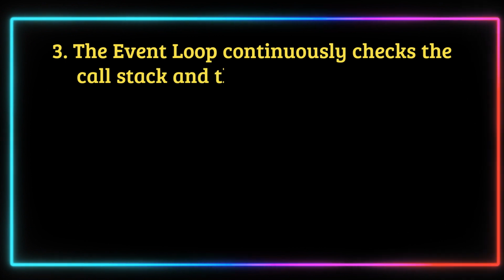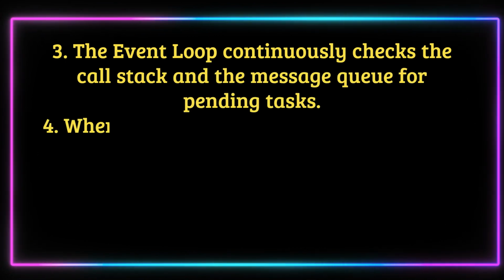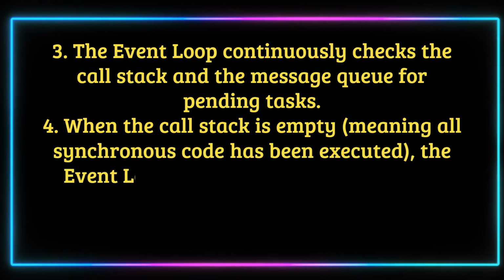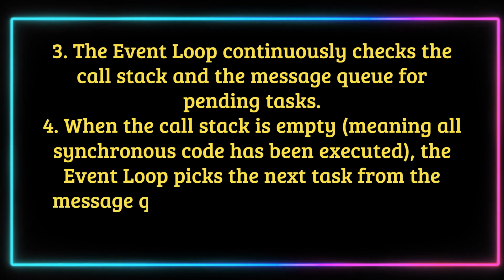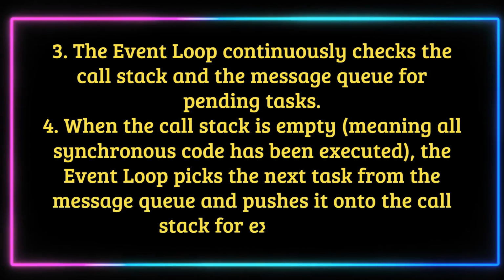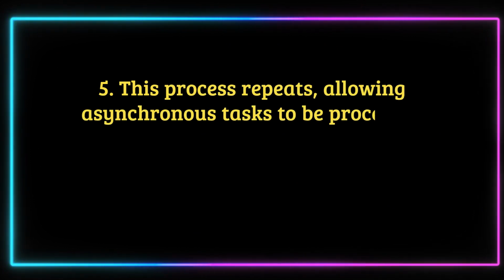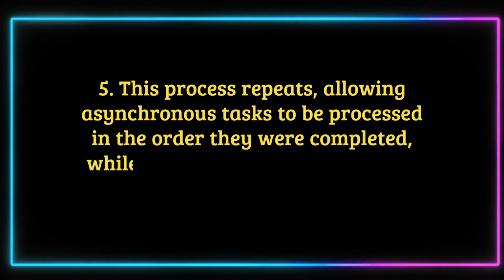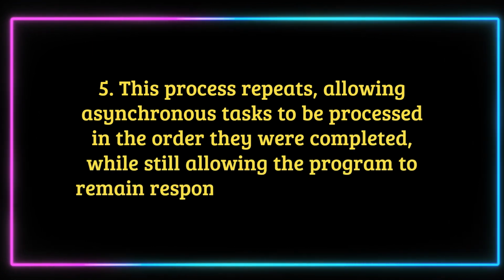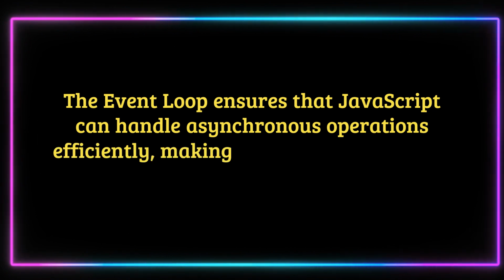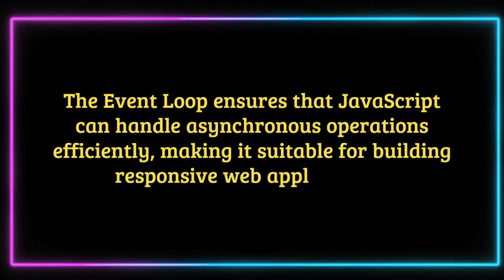3. The event loop continuously checks the call stack and the message queue for pending tasks. 4. When the call stack is empty, meaning all synchronous code has been executed, the event loop picks the next task from the message queue and pushes it onto the call stack for execution. 5. This process repeats, allowing asynchronous tasks to be processed in the order they were completed, while still allowing the program to remain responsive and non-blocking. The event loop ensures that JavaScript can handle asynchronous operations efficiently, making it suitable for building responsive web applications.